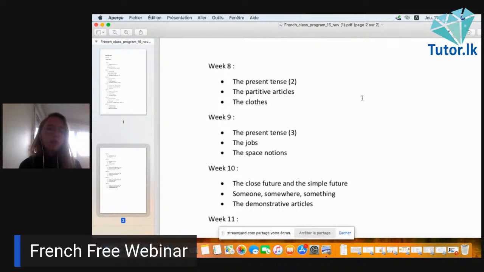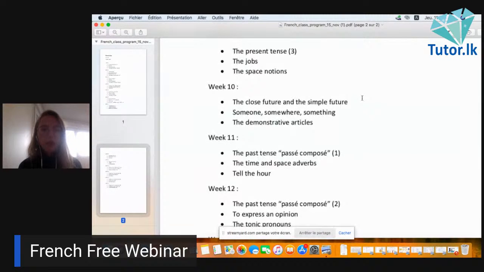of the clothes. On the week 9, so third part of the present tense, also the vocabulary of the jobs and the vocabulary of the space notions. Week 10, the close future and the simple future, how to use it, and how to use someone, somewhere, something. So those types of words, and the demonstrative articles.